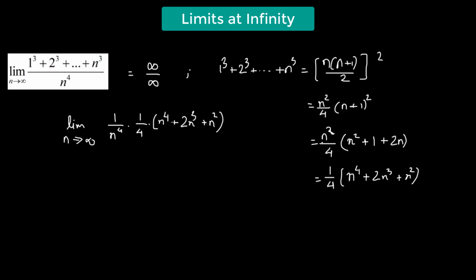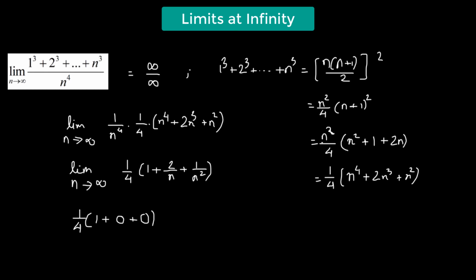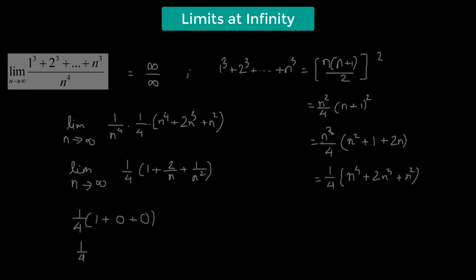Now what we do is we look for the highest power of n in both the numerator and the denominator, and that is 4. So that means we have to divide the numerator and the denominator by n raised to the power of 4. So that is going to give us 1/4 of (1 plus 2 over n plus 1 over n squared). Now we substitute for the value of n. So we have 1/4 of (1 plus 2 over infinity, which is 0, and 1 over infinity squared, which is also 0). So this is giving us a limiting value of 1 over 4.